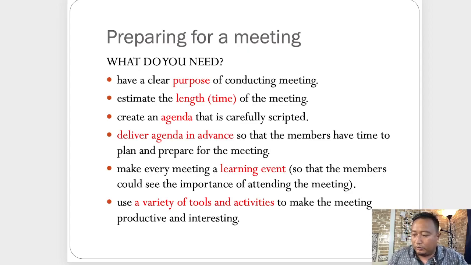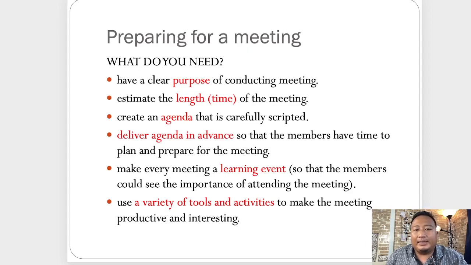All right, create an agenda that is carefully scripted. For example, 1, 2, 3, lepas tu nak bincang apa dan sebagainya. When I say scripted here, it's not about your script to say out loud. Tidak. Scripted maksudnya benda tu dah ada terang-terang, so you can do it naturally. Deliver the agenda in advance so that the members have time to plan and prepare for the meeting.